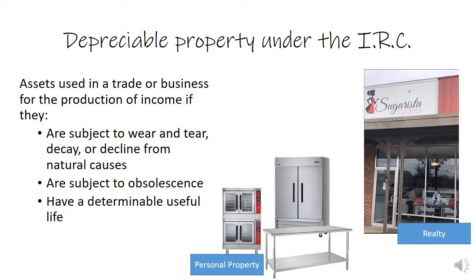It also includes personal property. So for a bakery like Sugarista, it includes the display counter that you see through the window there, as well as the utilities that she uses to create her baked goods. The fridge, the stainless steel tables, and the oven.